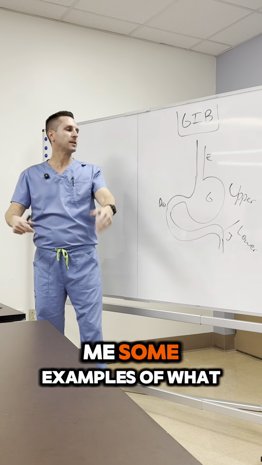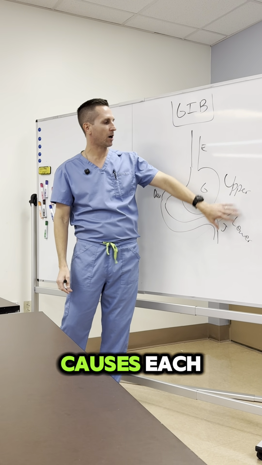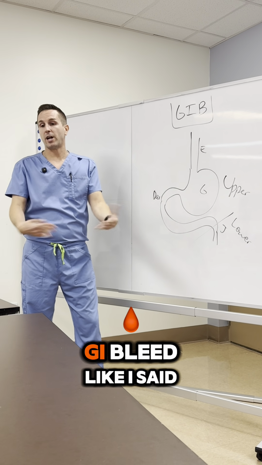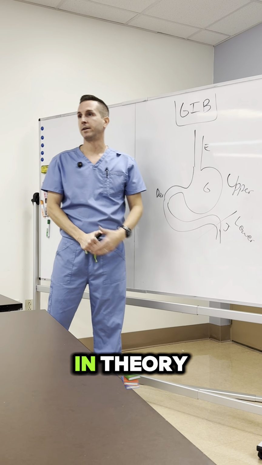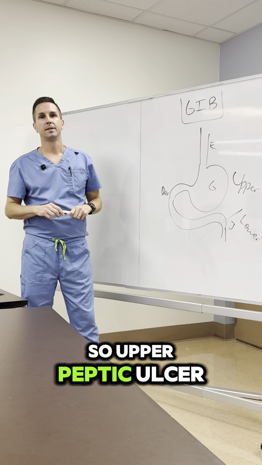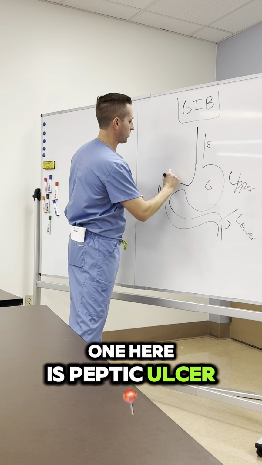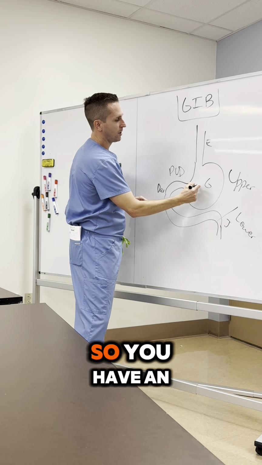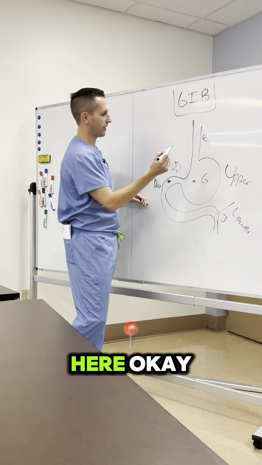Whereas a lower GI bleed is more bright red blood, in theory. Give me some examples of what causes each. For upper, the big one is peptic ulcer disease. This is pretty obvious: you have an ulcer here, you have an ulcer here.